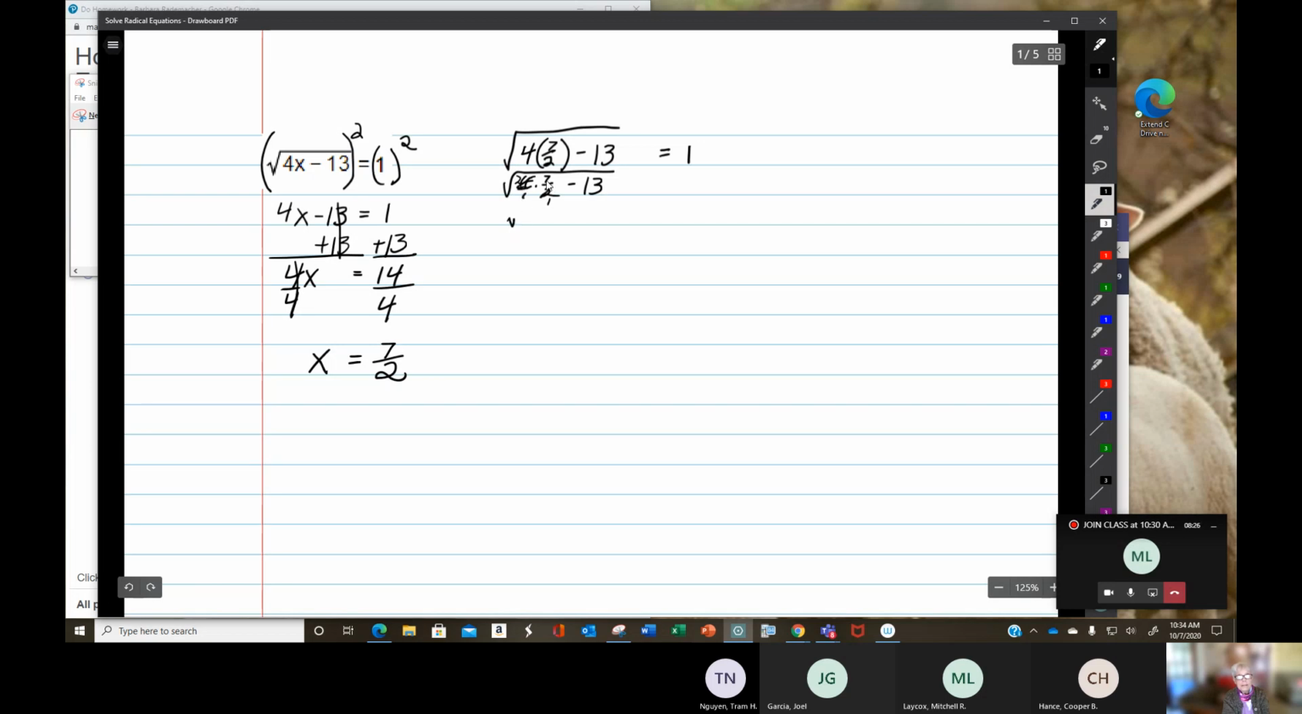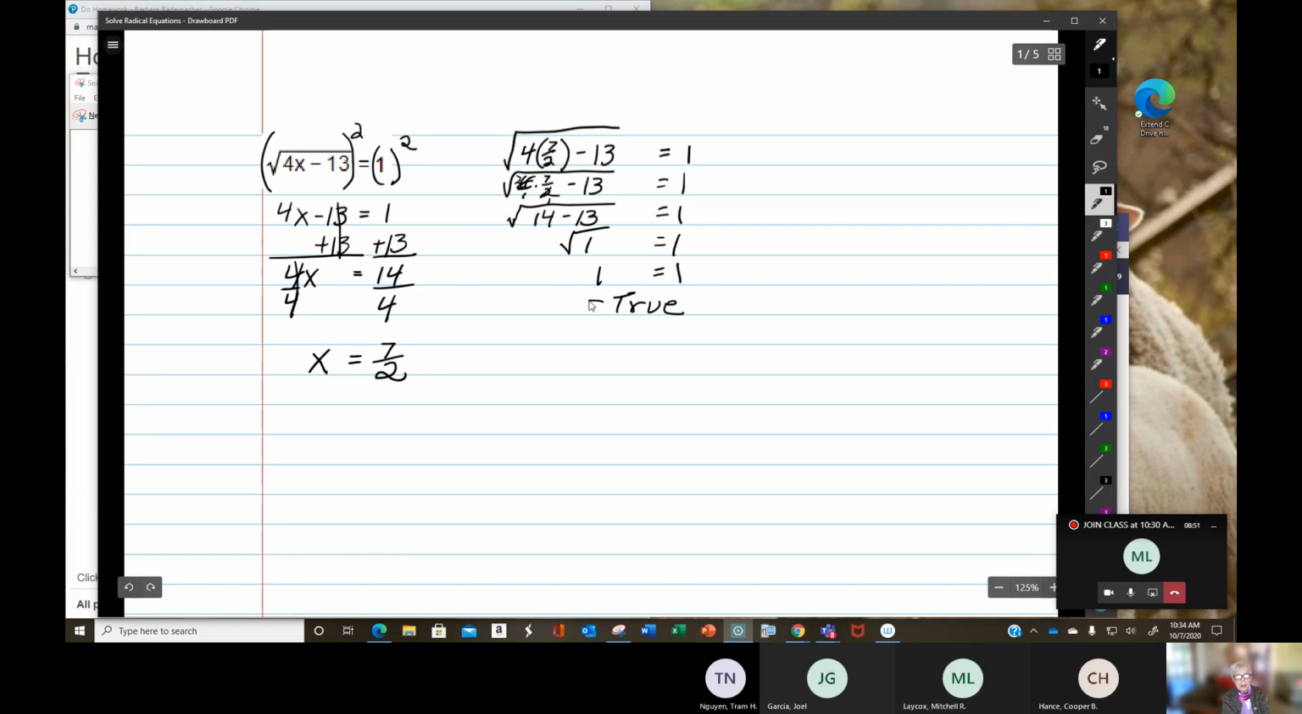So 2 times 7 is 14. I will have the square root of 14 minus 13. Oh yeah, and all of these equal 1. Well, we know it will, right? Because this is the square root of 1 equals 1. So 1 equals 1. So yes, this is true.